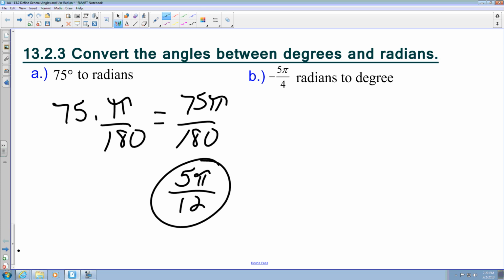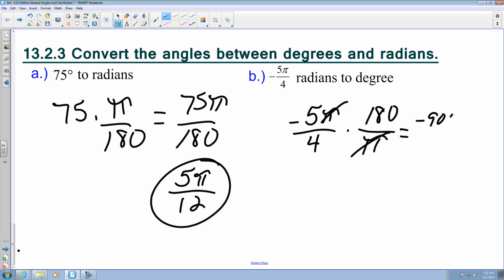For B, I have radians and they want me to convert to degrees. So I have negative 5 pi over 4, and all I have to do is multiply it by 180 over pi. Since I have a pi in the numerator and a pi in the denominator, I can cancel that out. Multiplying across, I get negative 900 over 4, and the degree I'm looking for is negative 225 degrees.